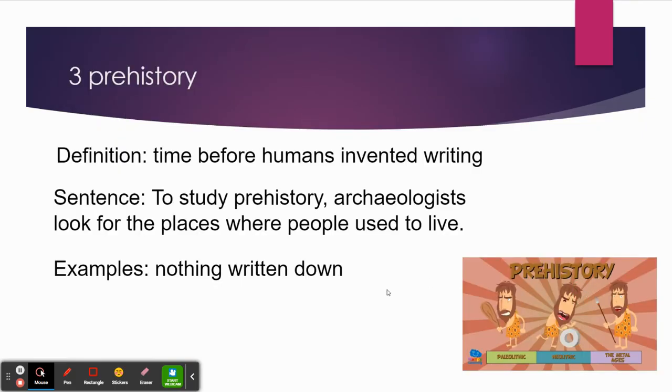The third word is prehistory. Definition, time before humans invented writing. So this is before humans could write and leave us records of what was happening in their lives. So we have to kind of guess. Sentence, to study prehistory, archaeologists look for the places where people used to live. Examples, nothing was written down.